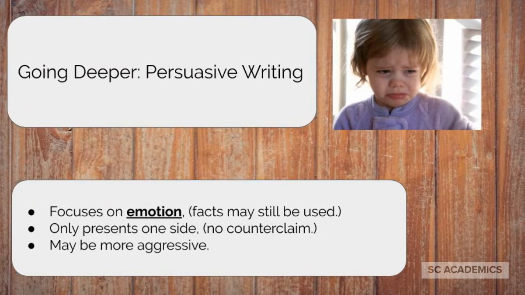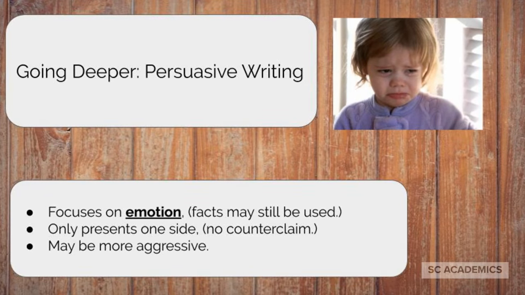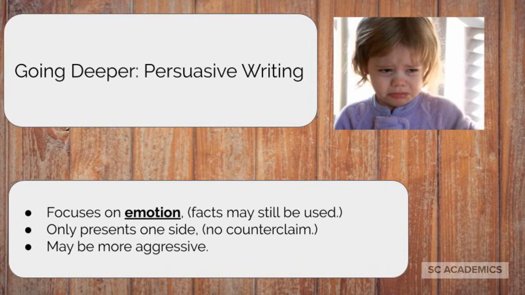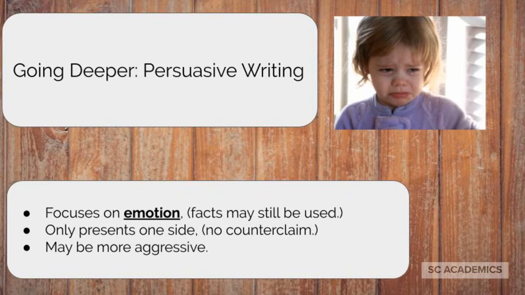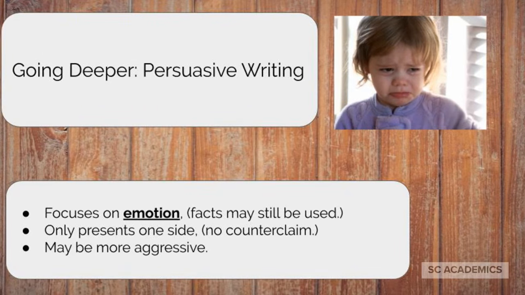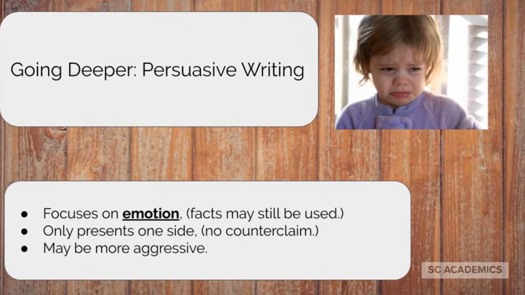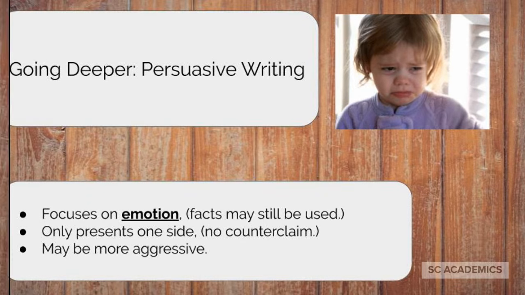Let's quickly look at persuasive writing as well, because it is something you will be doing at some point. Persuasive writing focuses on emotion. Facts may still be used, but they're not the focus. It only presents one side. There's no counterclaim, and you may not even acknowledge that there is another opinion besides your own. Persuasive writing is also more aggressive. In persuasive writing, you want to change the other side's mind. It's not just there to get you to acknowledge, it's there to get you to change your opinion.